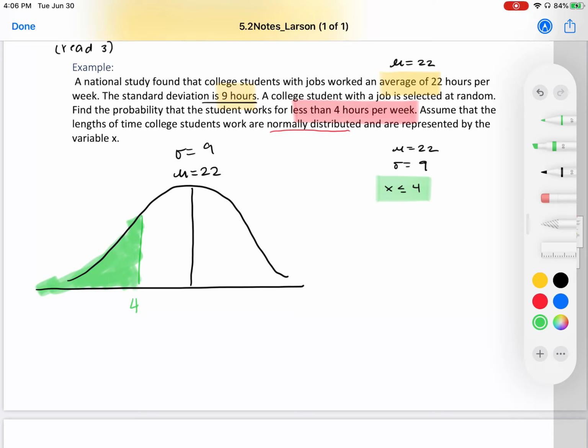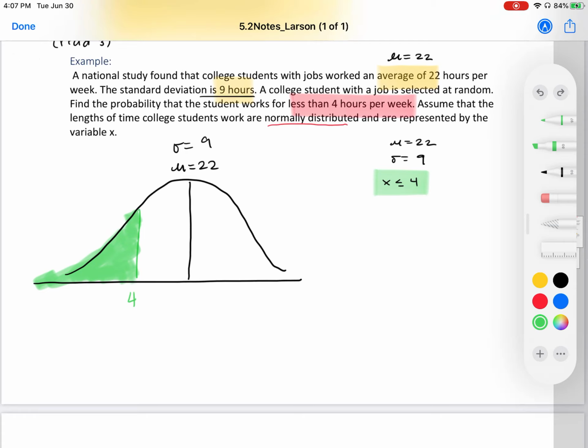Now you can be using either Excel or your calculator. Right now I have the calculator handy. So I would be entering this as normal CDF. And we have negative infinity, so a negative big number, and a stopping point of x, an upper limit of 4. Then your mean of 22 and your standard deviation of 9. So you press second vars, the second option, and let me enter those values.